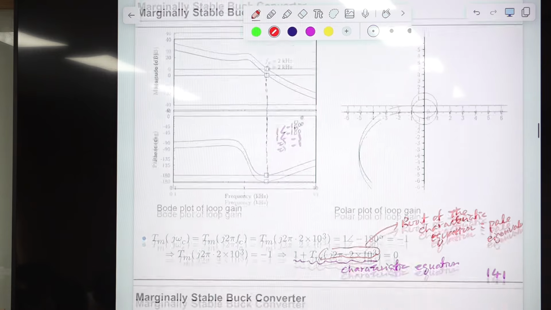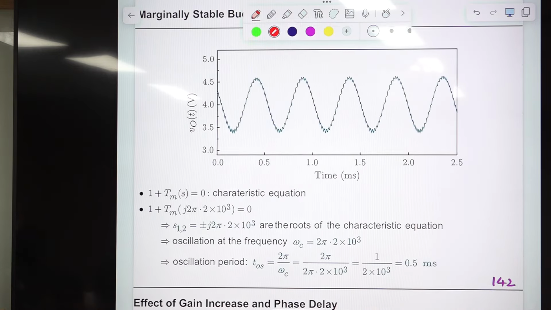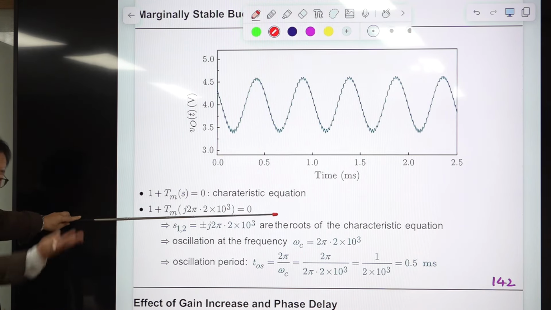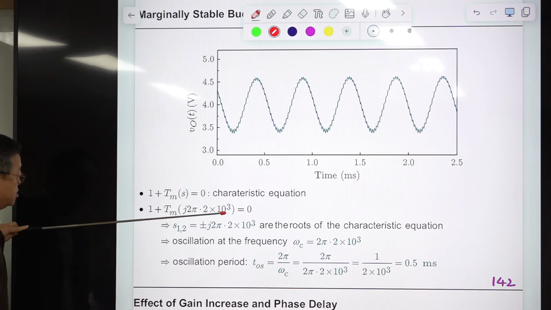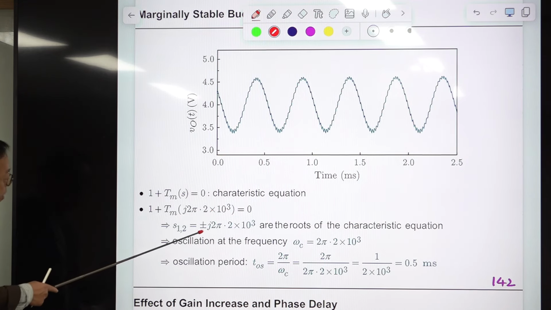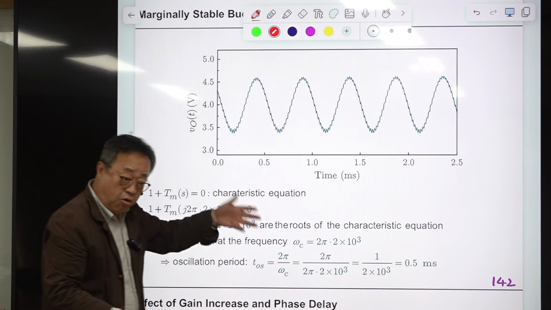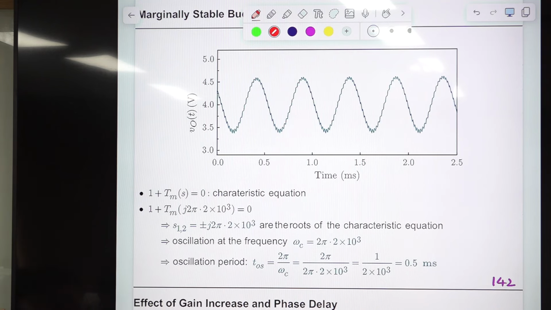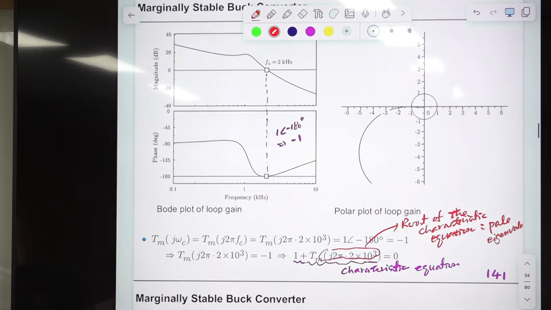Then what will happen is this. It satisfies the characteristic equation because of the loop gain characteristics. This is a root of the characteristic equation. If you have this positive one, then there should be a negative one, so roots occur in complex conjugate form. That means in the S-plane, there is one root here, j omega c, then there should be another root here, minus j omega c.